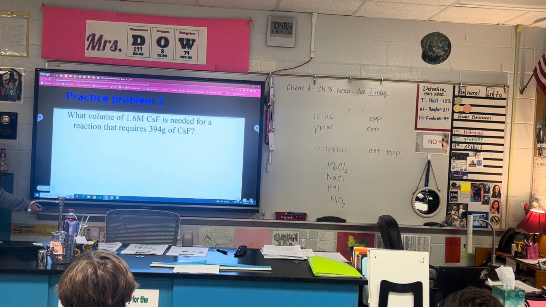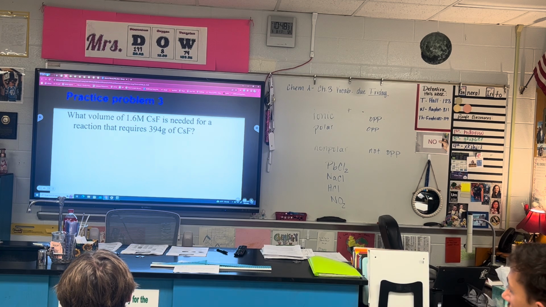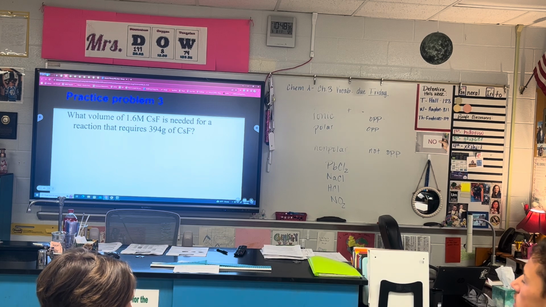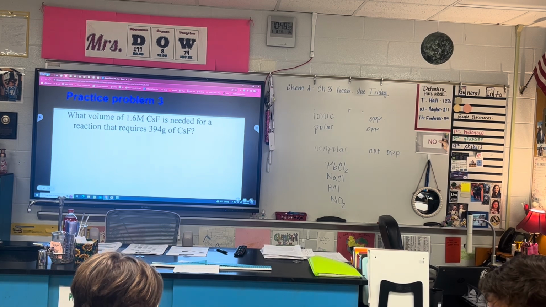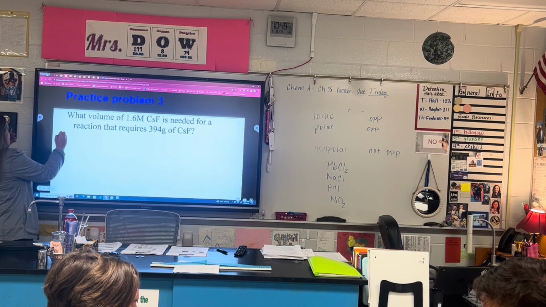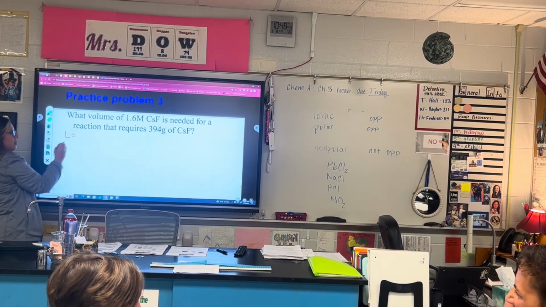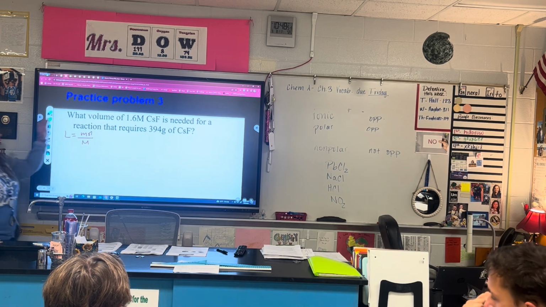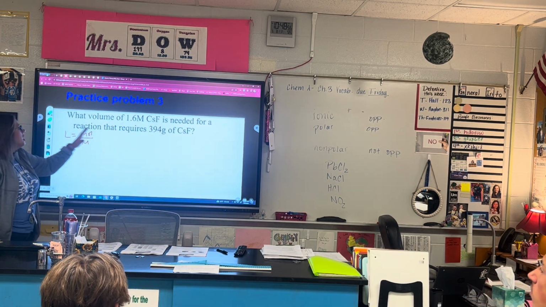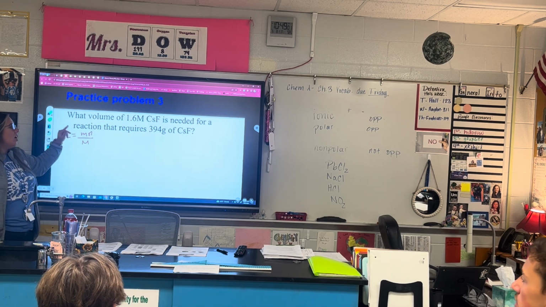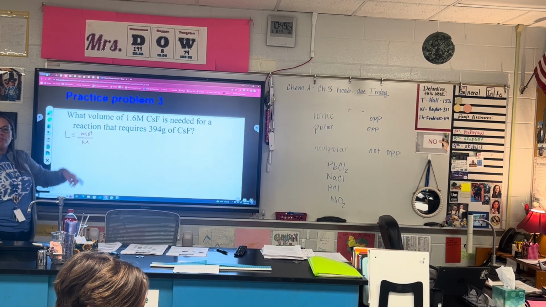And I'm sure it's calculating volume. Alright, so it says, what volume of 1.6 molar CsF is needed for a reaction that requires 394 grams of CsF? So this time we're looking for volume. So what's the formula for volume using that equation? Liters equals what? Moles over molarity. So we have grams, so we know we gotta get that to moles. Do we have the molarity? Yes, we already got that. So we just gotta get our grams to moles, and then we'll plug it into our formula.